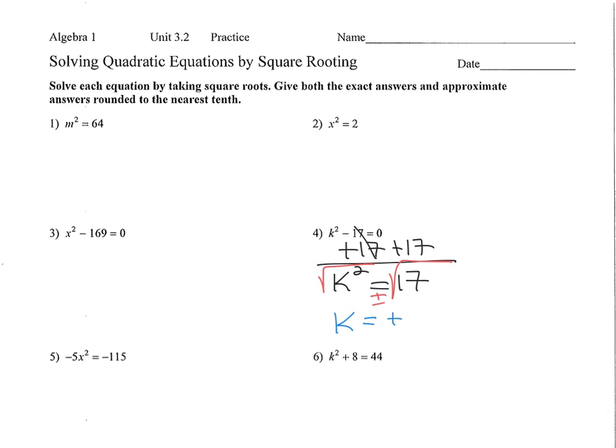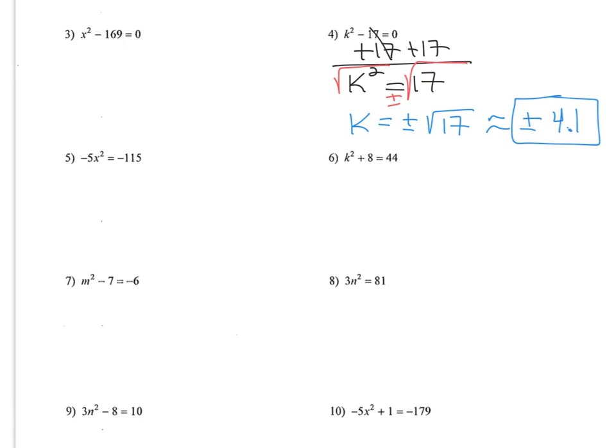And on our calculators, since 17 is not a perfect square, we will approximate that and substitute that into our solution. Our answer here would be a positive or a negative 4.1 if we were to round to the nearest tenth. We're now going to move on to problem number 8.